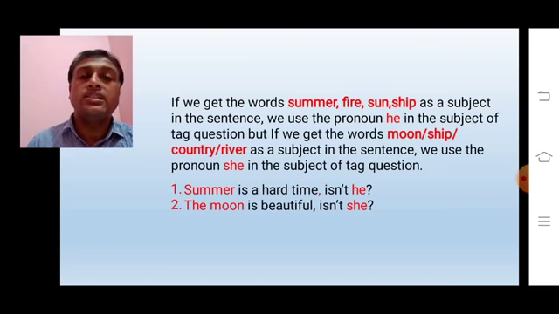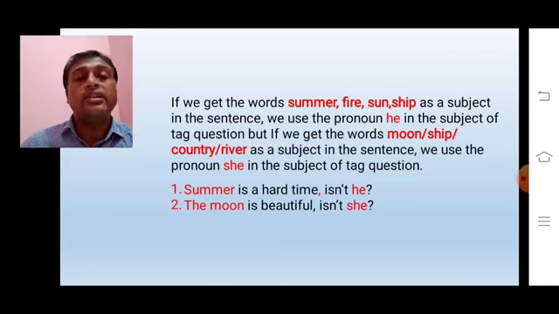Here we find summer as a subject of this sentence. We know summer is a lifeless word or lifeless object. So, as the pronoun of summer, we can write it as it is a lifeless object. Again, we can write he because summer is regarded as masculine gender. So the answer of this statement is isn't he or isn't it.